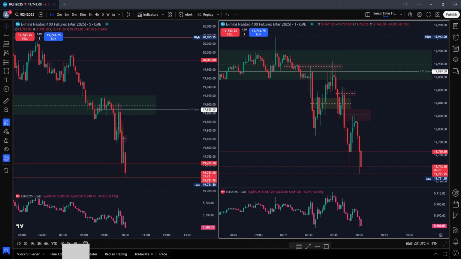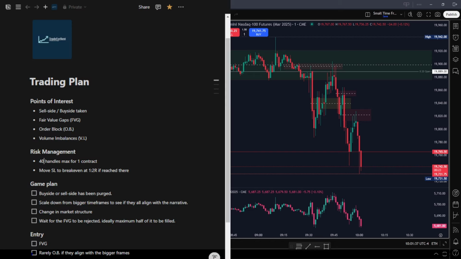Now, as I promised, I'm going to show you the checklist that I'm using. So basically here, as you can see, we had the sell side taken, right? Which was this sell side. We had the fair value gaps, 2 of them. We had the order blocks. I don't annotate order blocks, but I look at them all the time. I'm just trying to keep a clean chart. I still have a lot of things annotated. However, it's just for visual purposes, it's better for me to annotate only the fair value gaps.